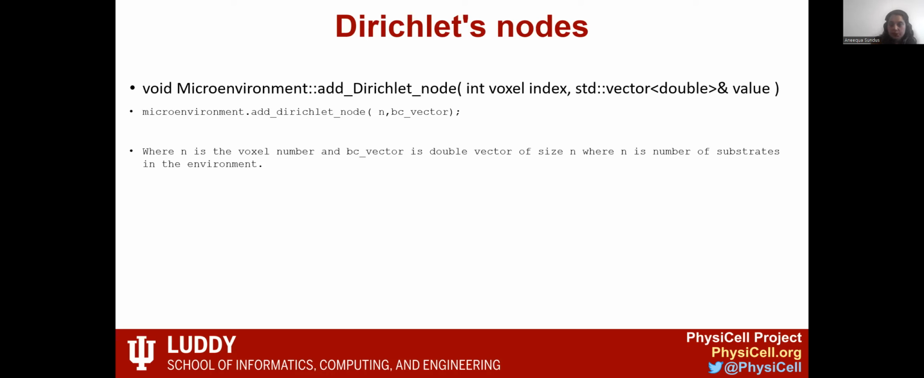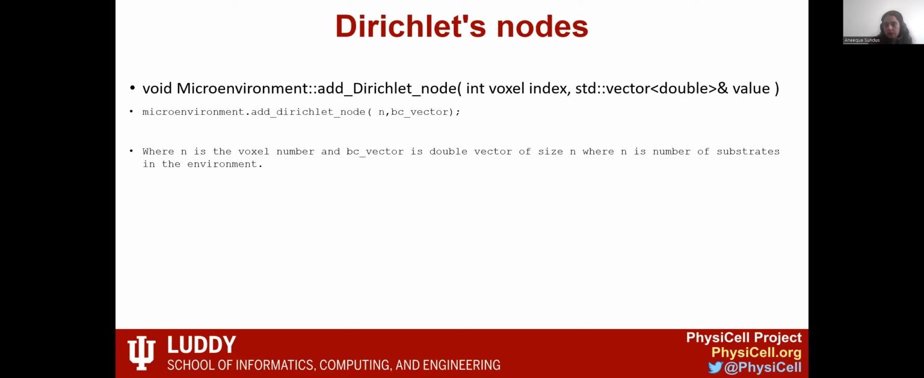Okay, then there are Dirichlet nodes. We know that Dirichlet conditions can be directly added, and that we can change them for each side of your domain, and that these are by default available in XML. But sometimes you want to add a Dirichlet node at some particular position. It can be that at one point in your environment, there's a source or a sink where there's always some particular value of each substrate at that point. For that, we can add the Dirichlet node somewhere, where n is the voxel number.